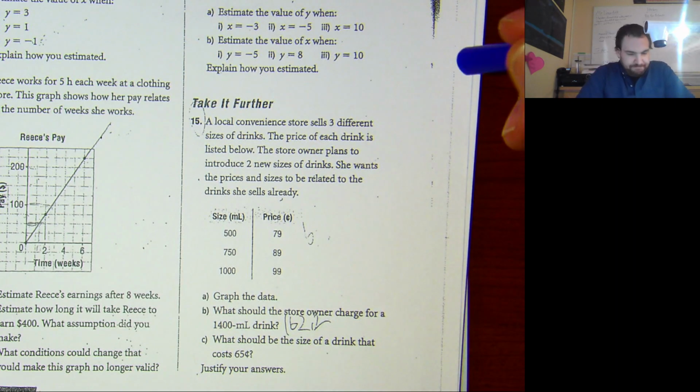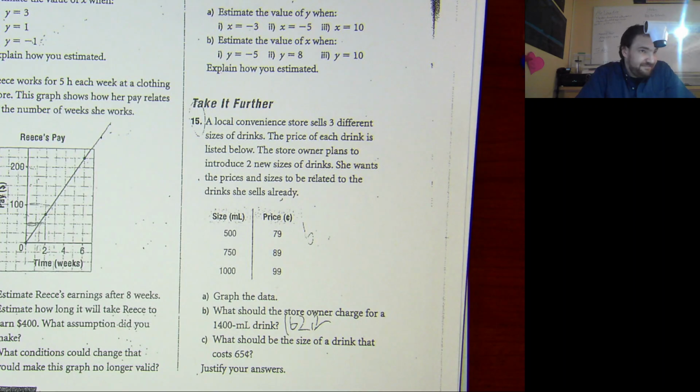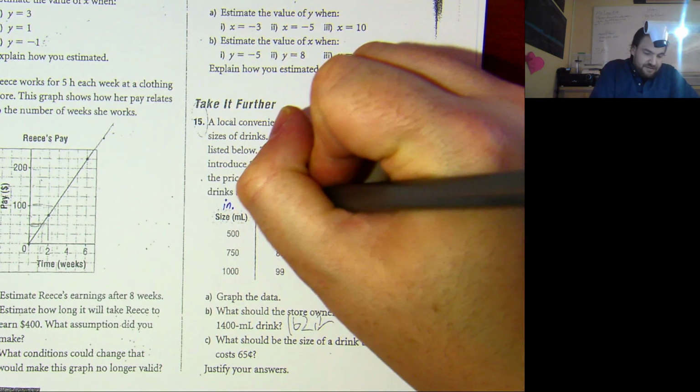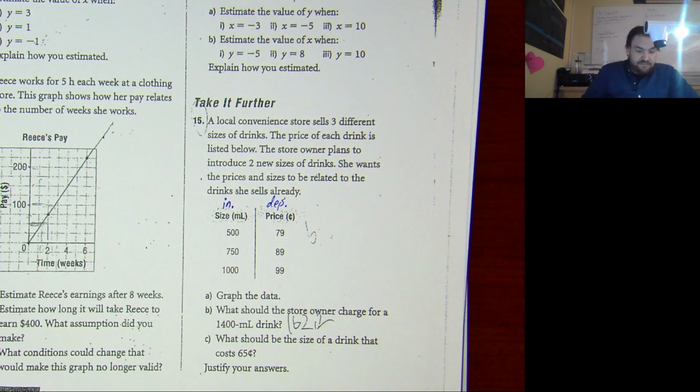Question. Which one is which? Is price dependent on size, or is size dependent on price? Price depends on size. So this one's going to be your independent. This is going to be your dependent. So size is going to be your X, and price is going to be your Y.